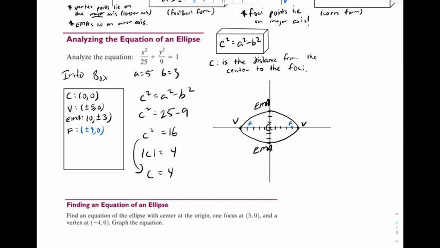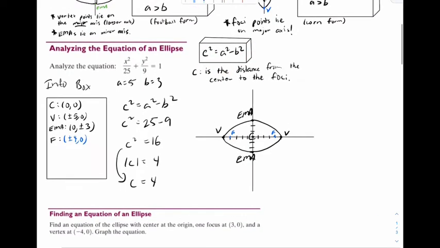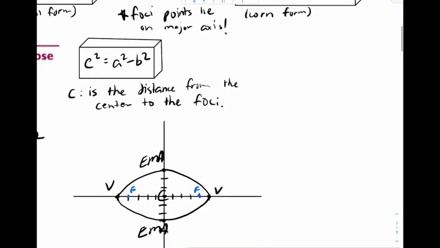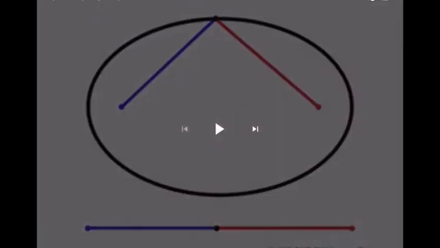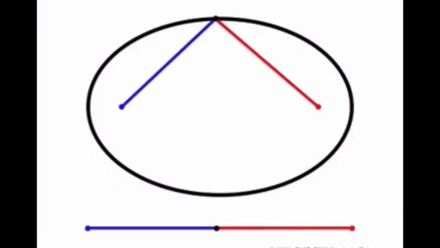Now you're probably wondering, this formula, where did it come from? I want to show you really quick over here. So here's a generic ellipse. And you might remember that video I showed you right here. I paused it. This is super important. Notice how the two lines, the red and the blue, add to the major axis. So I'm going to use that fact here.